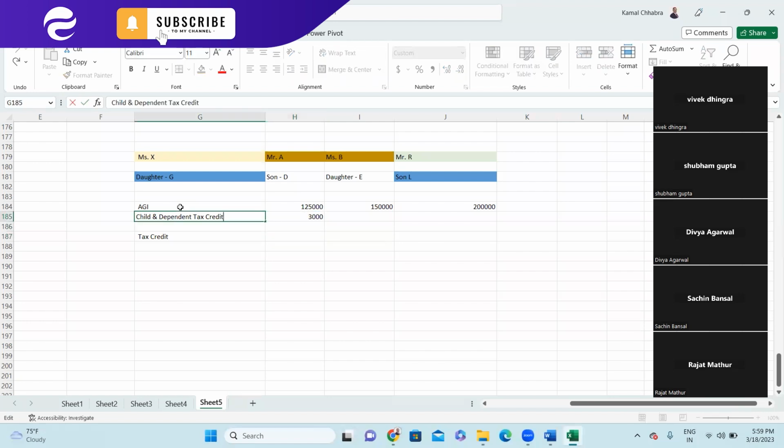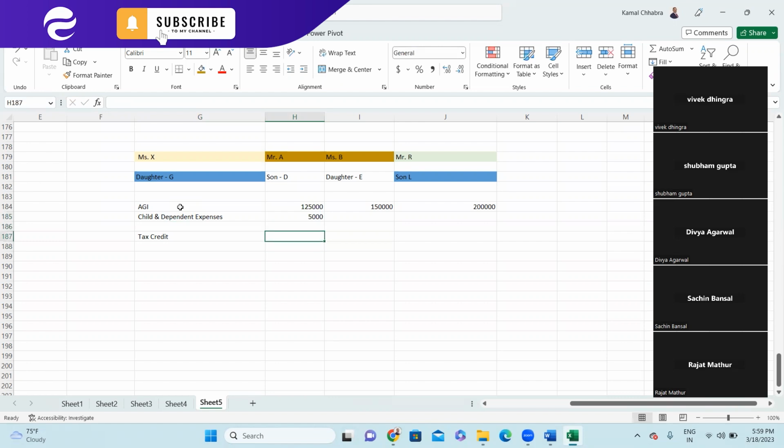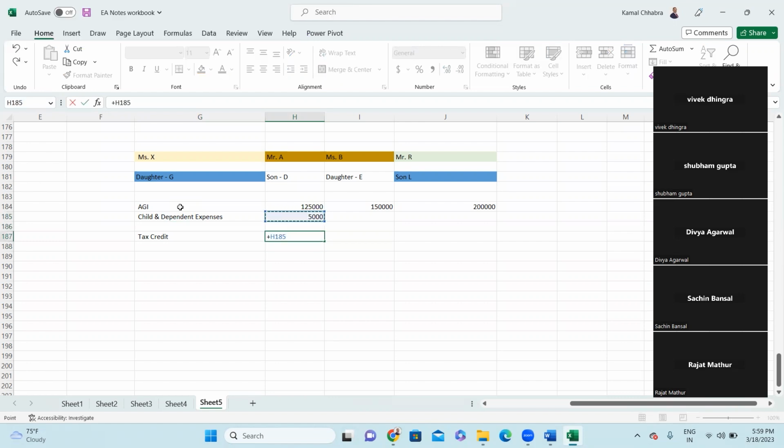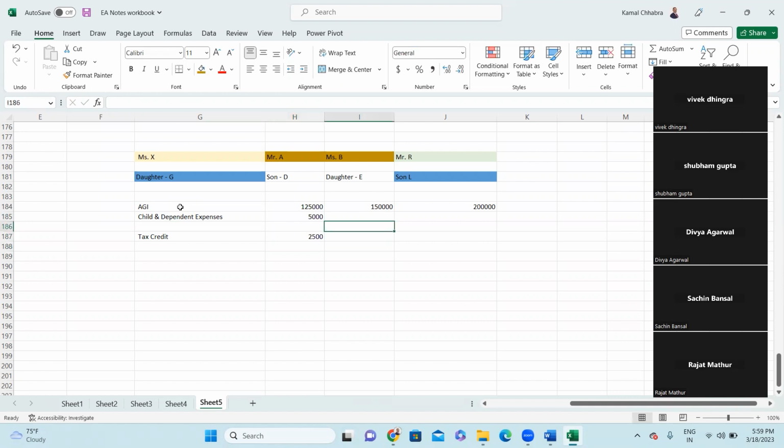Child and dependent expenses. Let's assume 5,000. We'll get this multiplied by 50%. But now, if your income is $150,000 and you have incurred $5,000 expense, then how much tax credit will be allowed?